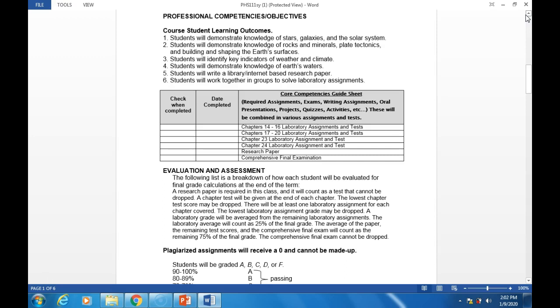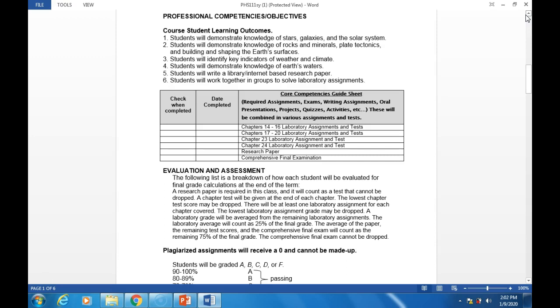The laboratory grade will be averaged from the remaining laboratory assignments, and the lab average will count as 25% of the final grade. Now, where did that come from? Well, let's think about it. Remember that you got 4 credit hours for the course. 3 of those are from theory. 1 of those is from lab. 1 out of 4, 25%. So that's what I base the 25% on.